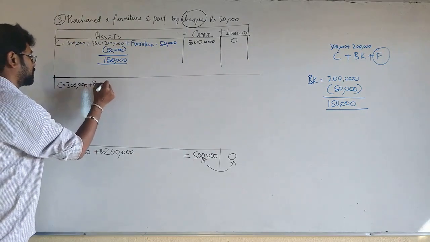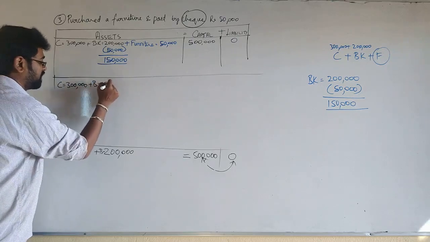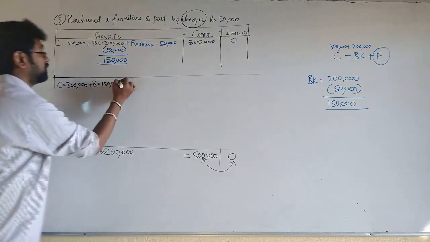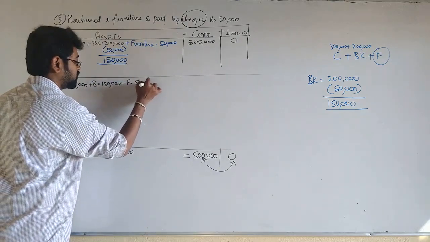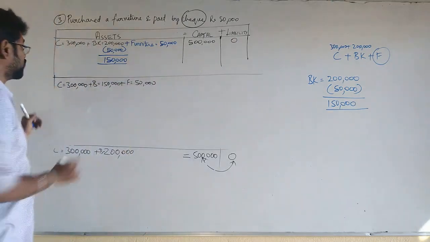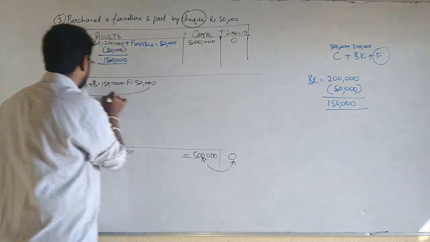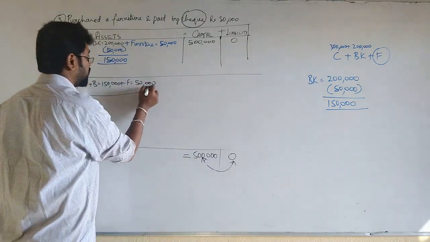Bank, how much? I am writing B. How much do we have? 1,50,000. What is the new thing that is added? Furniture value, how much is it? 50,000. These three should be added. All these three should be added.